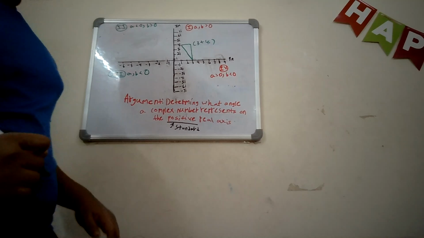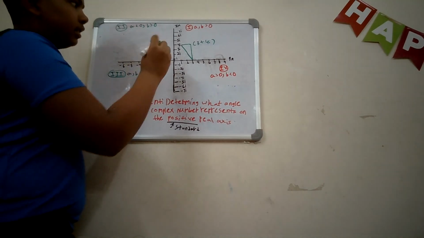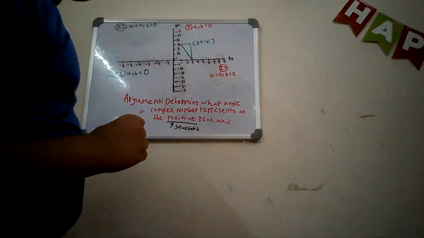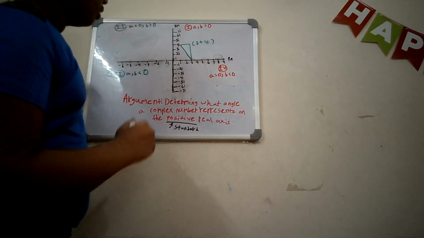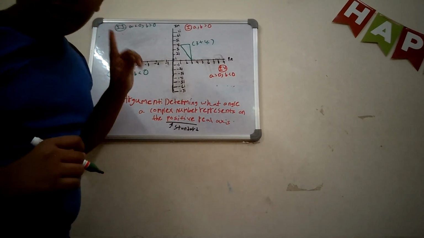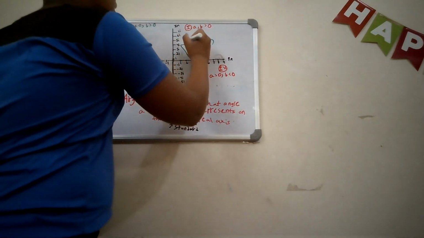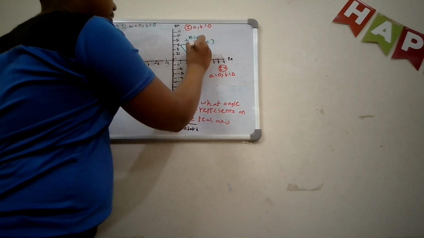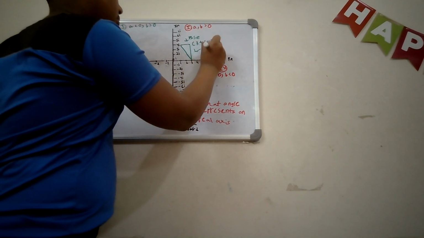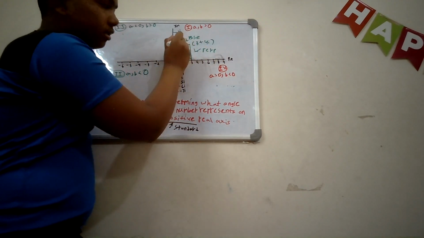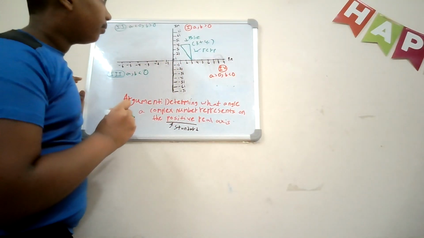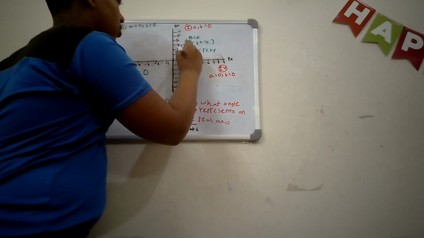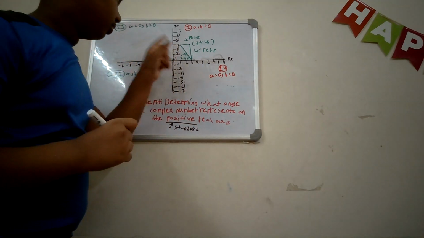Okay, good. So look, this is basically a right angle triangle. Okay? It doesn't look like it, but it is a right angle triangle. Look, this is the base. This is the perpendicular line, and this is the hypotenuse, okay?